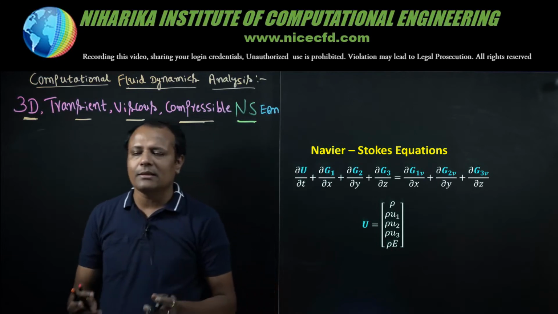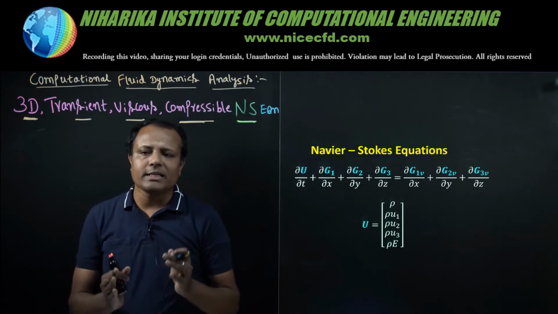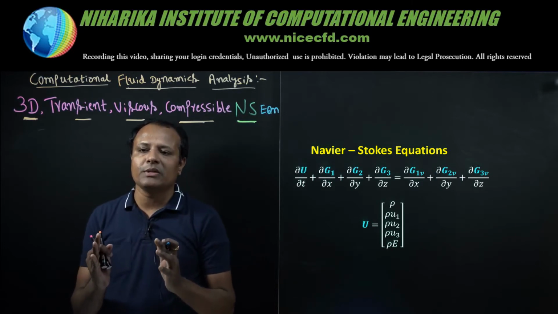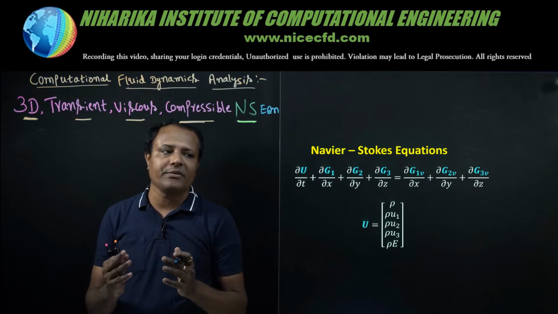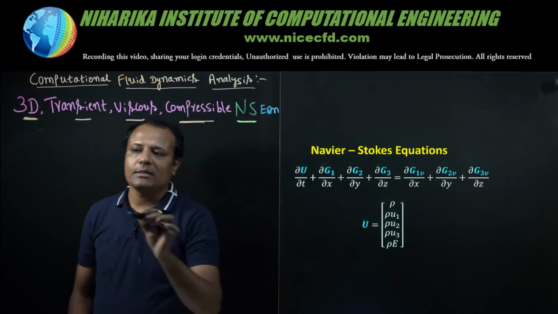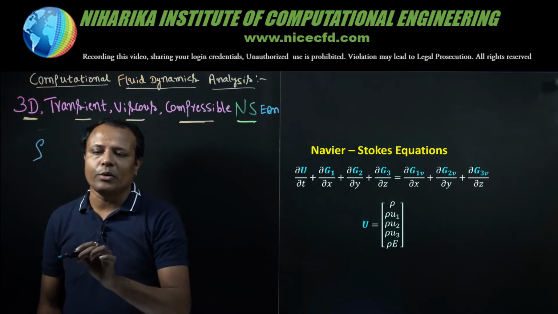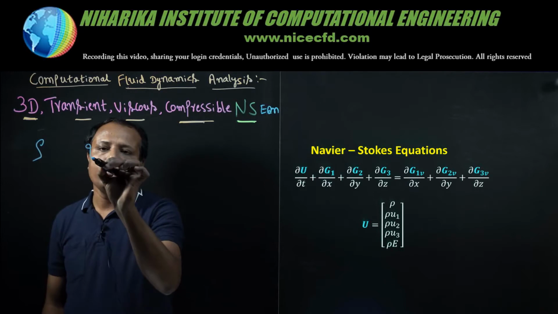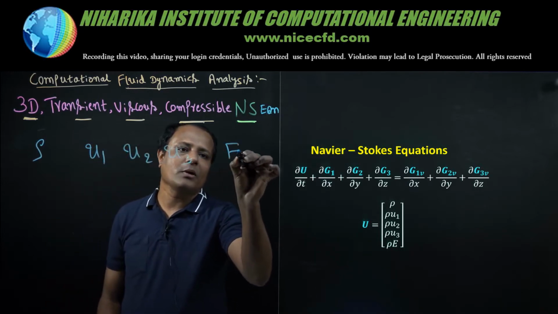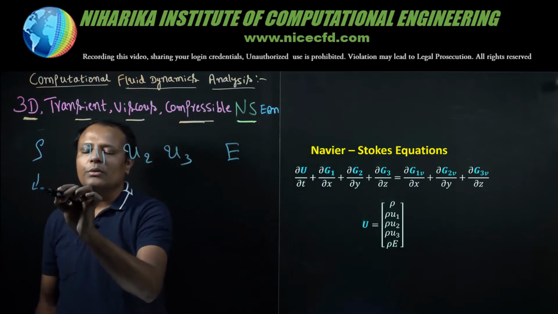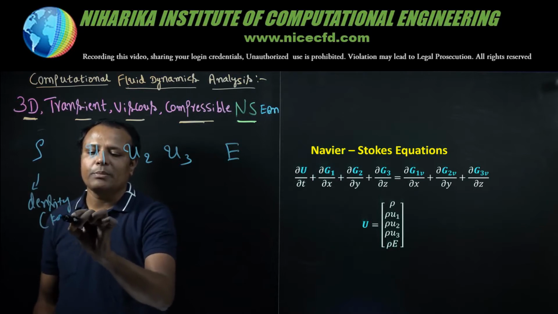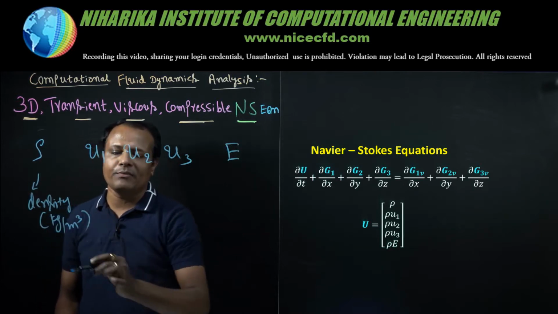Now let us understand each and every term in matrix U, G1, G2, G3, G1V, G2V and G3V. Now I will consider the conserved variable matrix. What do I have here? I have rho, U1, U2, U3, and total energy E. What is rho? Rho is the density in kg per meter cube. If it is a fluid flow, it will be fluid density.